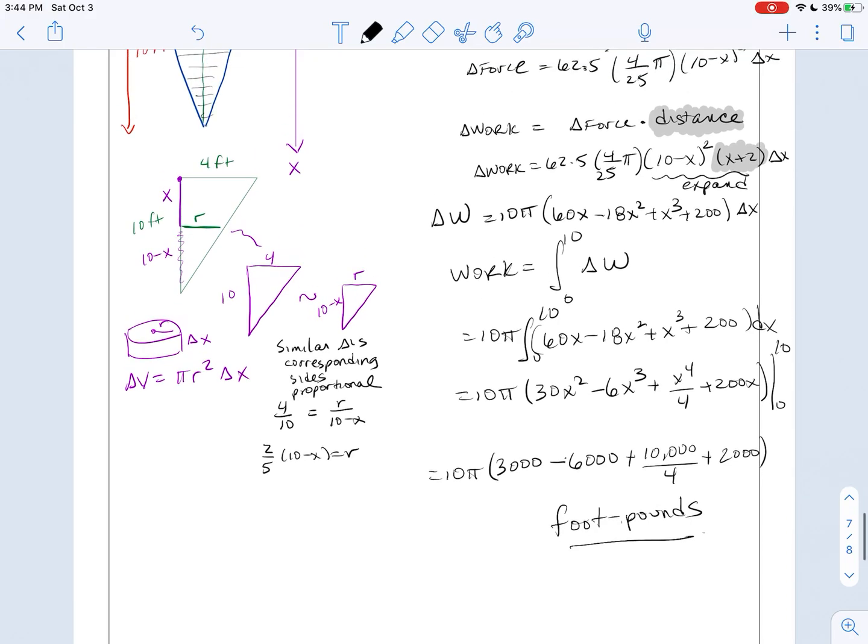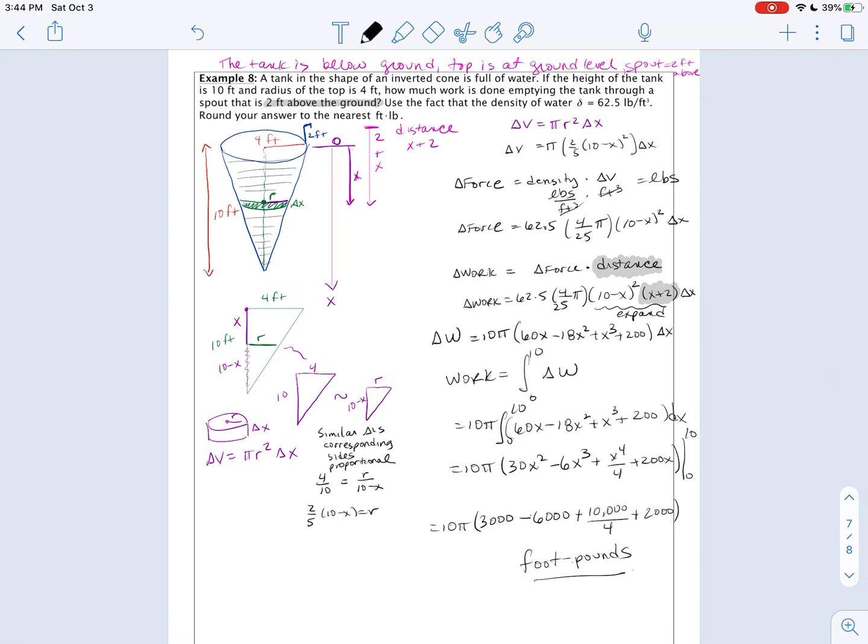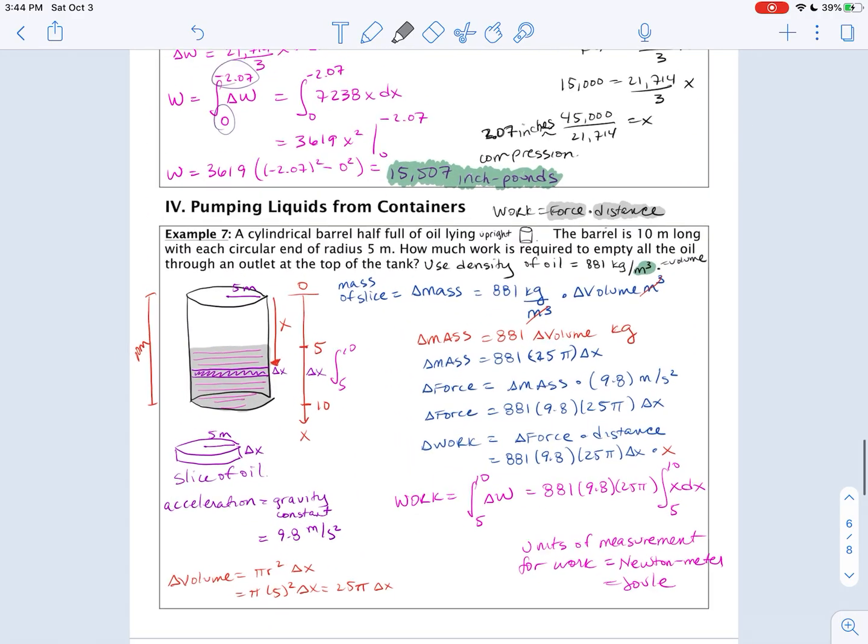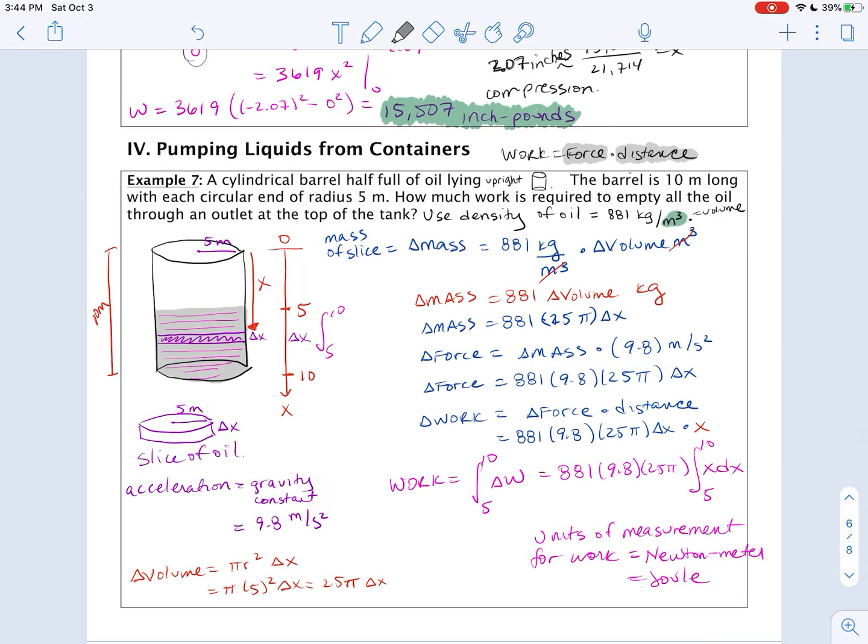Right? Okay, so hopefully that was useful for you. Sometimes you do need to use similar triangles. Sometimes, if the shape of your slice varies, then you have to take that into account. I hope that you see that pumping fluids involves calculating the volume of your slice, and that's how you make use of the density of the fluid, because your density is usually given in either force per cubic foot or kilograms per cubic foot. So just like the previous example when we dealt with 881 kilograms per meters cubed, we first calculated the mass by using density times the volume. And then once we got our mass, we multiplied by 9.8 to get to our force.